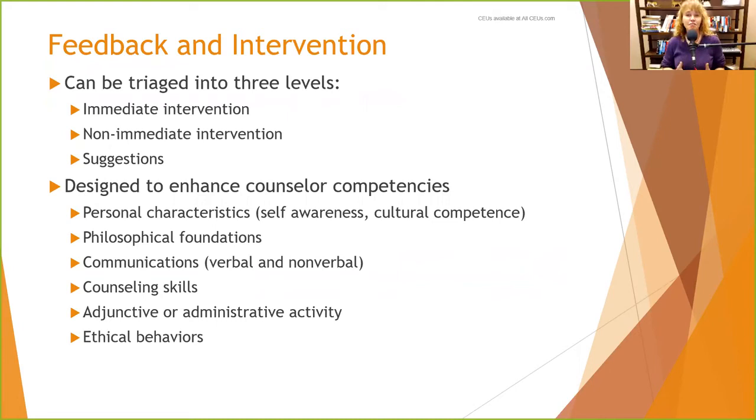Feedback and intervention are designed to enhance counselor competencies, such as, and here we go again, personal characteristics. There's self-awareness of who they are, what they bring to the counseling situation, how they impact the dynamics of what's going on in the room. We're assuming that they are competent human beings, but we're enhancing their competencies in terms of their awareness and their ability to use or function with their personal characteristics. That can also include how they decorate their office and how they carry themselves, how they handle themselves.